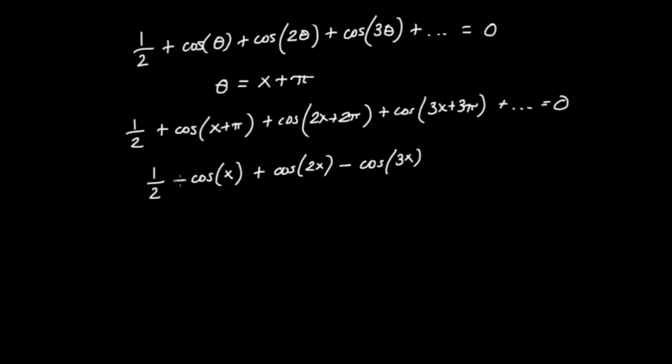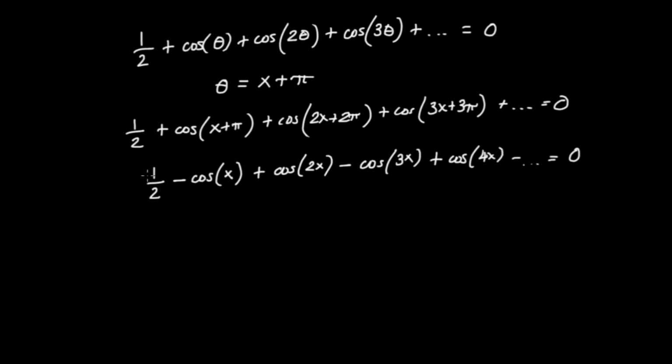And hopefully you're seeing this pattern here, that the substitution is going to generate this alternating series now. So now the next term is going to be plus cosine 4x. The next one will be minus cosine 5x. And it's an infinite series, and that's still equal to 0.